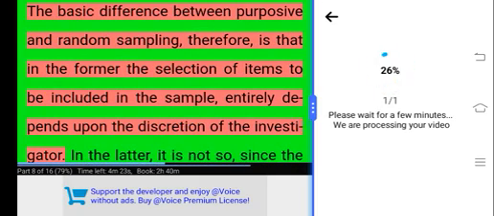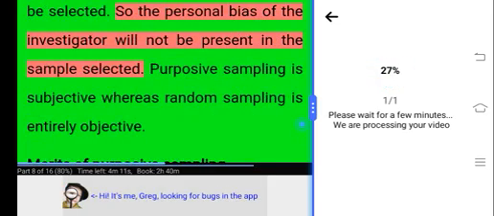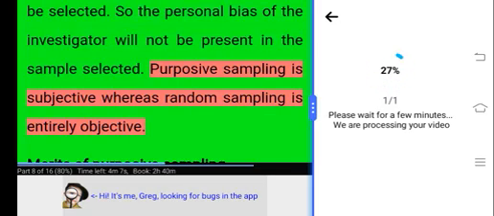The basic difference between purposive and random sampling, therefore, is that in the former the selection of items to be included in the sample entirely depends upon the discretion of the investigator. In the latter, it is not so, since chance alone is allowed to determine which items from the population are to be selected. So the personal bias of the investigator will not be present in the sample selected. Purposive sampling is subjective whereas random sampling is entirely objective.